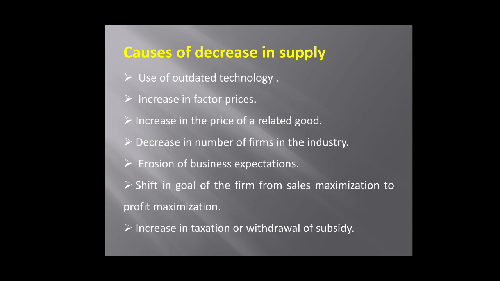One more important cause of leftward shift in the supply curve is a decrease in the number of firms in the industry. Dear students, a decrease in the number of firms in the industry also leads to a leftward or backward shift in the supply curve. As the number of firms in the industry decreases, the market supply decreases even at the same price, thus leading to a backward or inward shift in the supply curve.